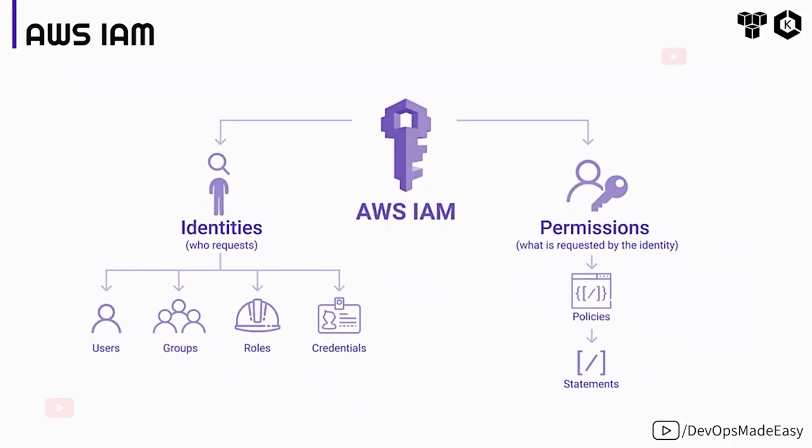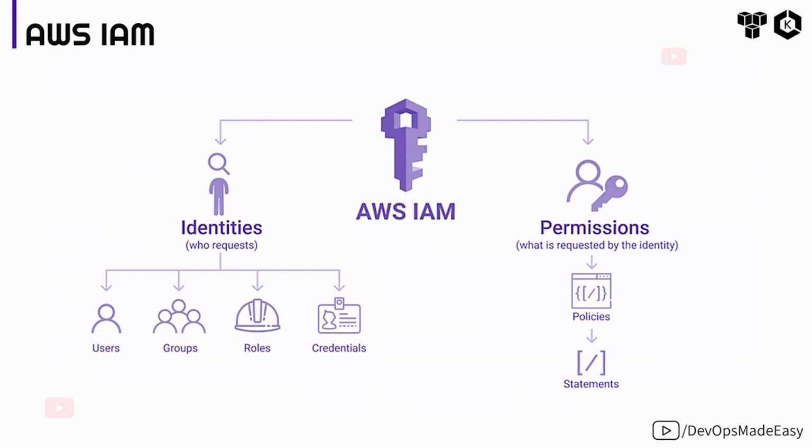AWS IAM can be divided into two different sections. One is the identity, which is basically the authentication part. It can be a user, a group, or a role. A role, as I said, can be a service, another AWS service, or a simple process, a bot, whatever it is.